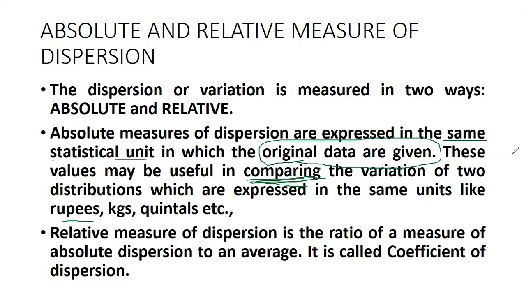Everything, even if you take 100,000, the lakhs, crore, or million, at the end says rupees. So rupees, the currency, is the original value. Then kgs: all quantities can be given in kgs, and if you have too many kgs, you can take it as quintals. But the original value is given, and that is called absolute measure.